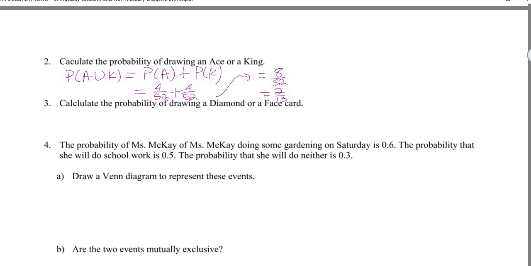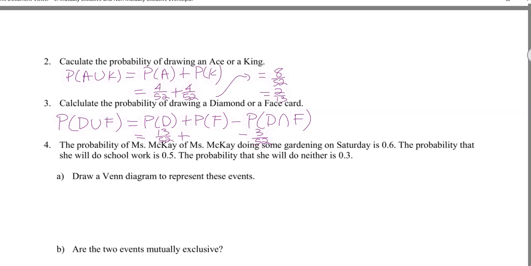Calculate the probability of drawing a diamond or a face card. The probability of a diamond plus the probability of a face card minus, so are there any cards which are diamond and face cards? And yes, there are. The jack of diamonds, the queen of diamonds, and the king of diamonds. So 3 out of the 52 cards are diamond face cards. Diamonds are 13 out of 52. Face cards, there's 3 in each suit, right? And there's 4 suits, so that's 12 out of 52.